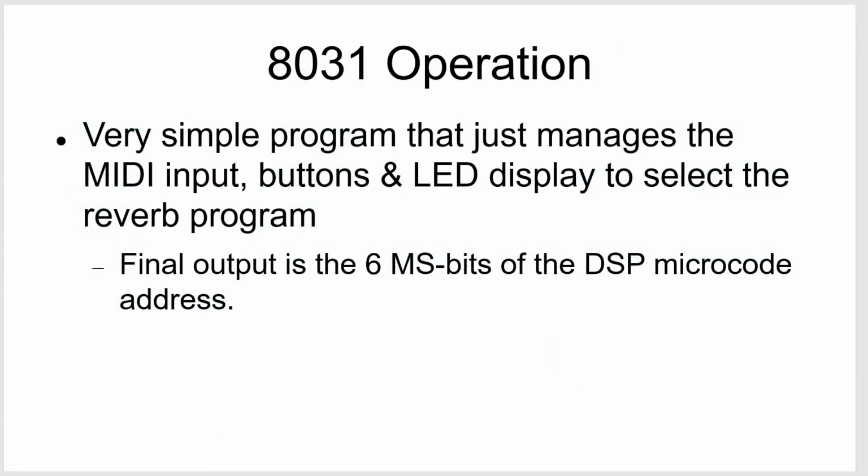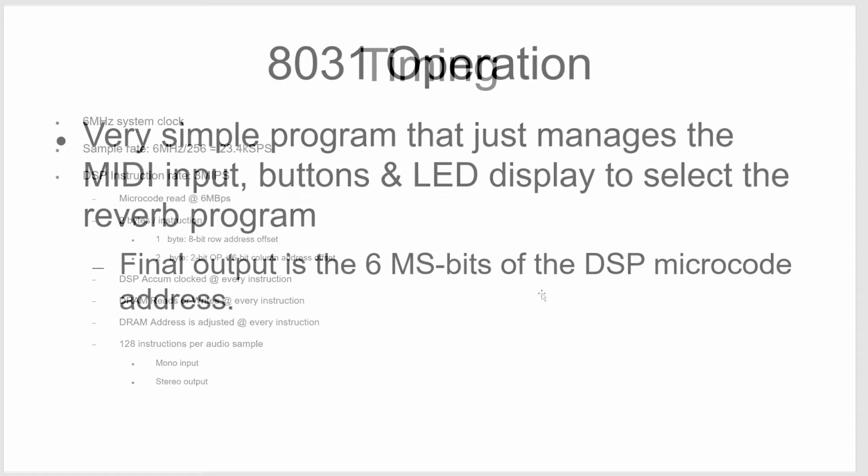The 8031 is a very simple program. It only uses about 7% of the EPROM storage. It's just scanning the front panel switches, looking for a UART, and outputs the upper 6 bits of the program counter for the block of the microcode. The lower address lines are run through a counter.